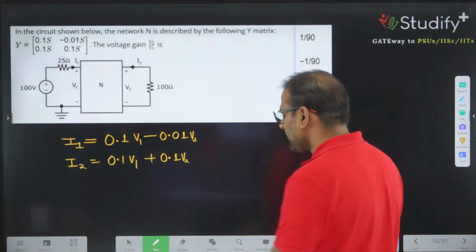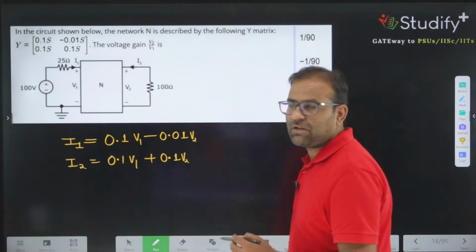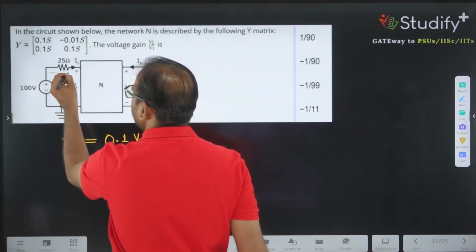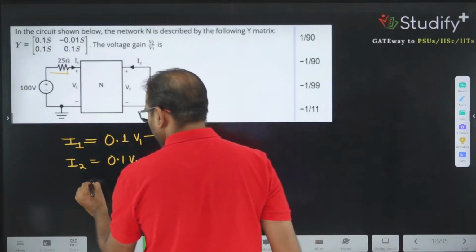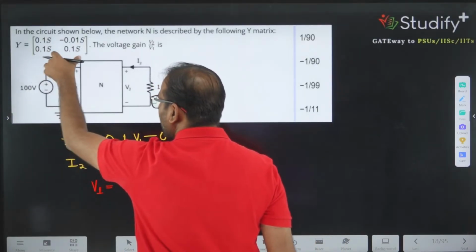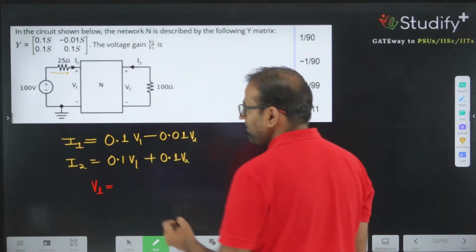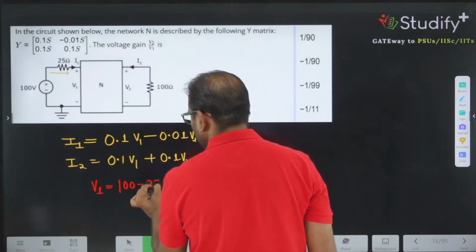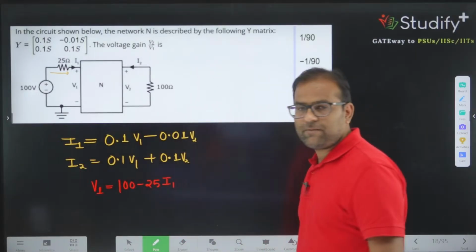What else is given? The other values are these. Just focus on this network and apply the basic concept. If this current is I1, what is the current coming from here? That current is also I1. So you can say the value of V1 is given by the applied potential, 100 volt, and 25 ohm into I1 is the potential drop. So V1 is 100 minus 25 I1.